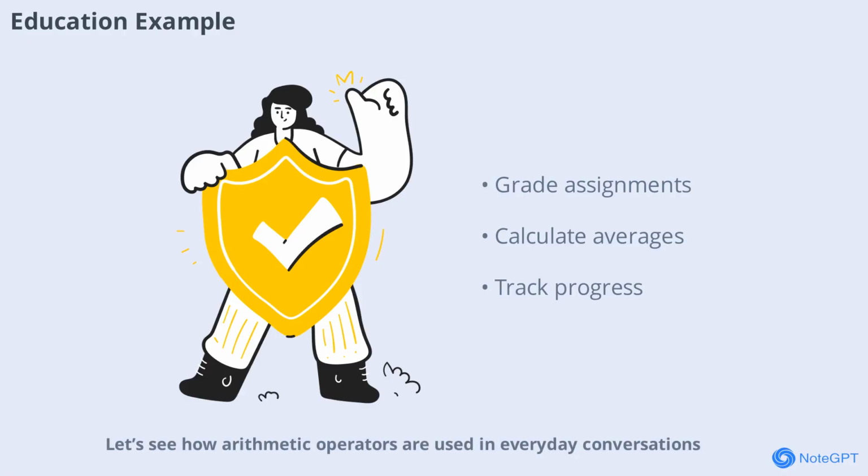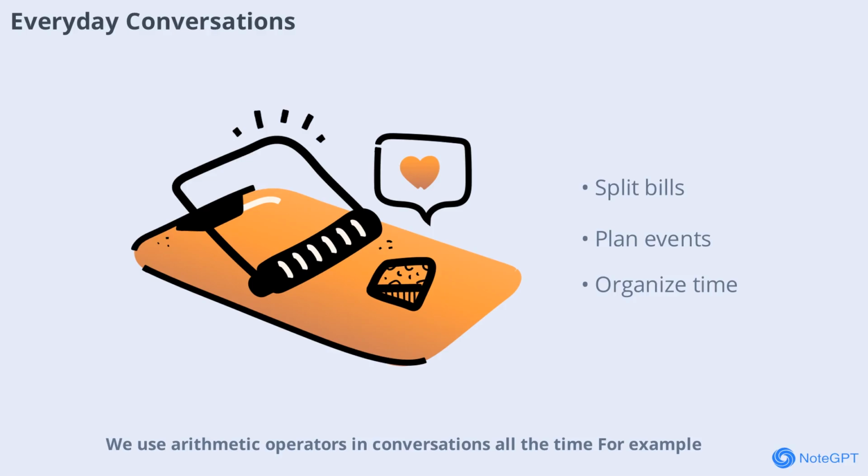Let's see how arithmetic operators are used in everyday conversation. We use arithmetic operators in conversations all the time. For example, when splitting a bill at a restaurant, planning a party, or deciding how much time to spend on activities. These operators help us communicate clearly and make decisions together. Arithmetic is a practical skill that makes life easier and more organized.